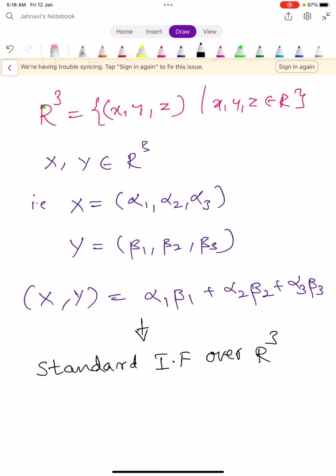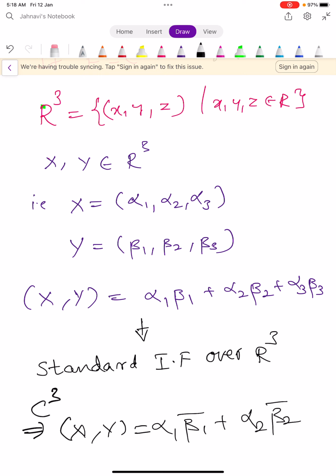This definition satisfies all the three properties of inner product. So let us see. According to this, this is the standard inner product over R cube. The same standard inner product over C cube is defined in this way: inner product of x comma y is equal to alpha 1 beta 1 bar plus alpha 2 beta 2 bar plus alpha 3 beta 3 bar. This is known as the standard inner product over C cube.